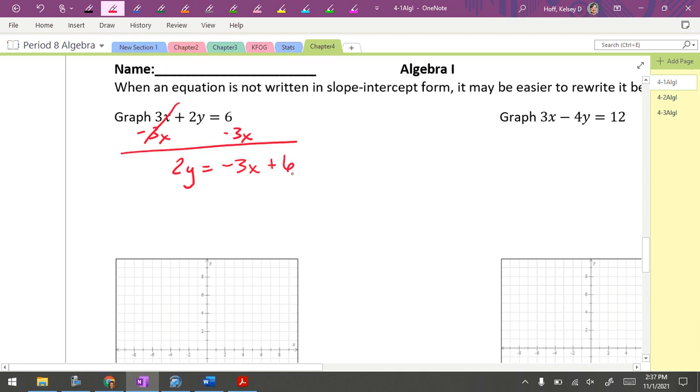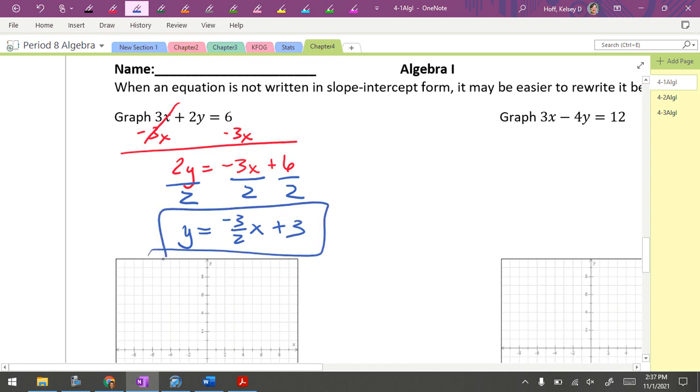Question? What if you wrote 6 minus 3x? Are you wrong? No. It would still work. Am I good? Am I in slope-intercept form? No. What do I need to do? Now, when you divide by 2, divide everything by 2. Both your x term as well as your constant. So you wind up with y equals -3/2 x plus 3. Now I'm in slope-intercept form.